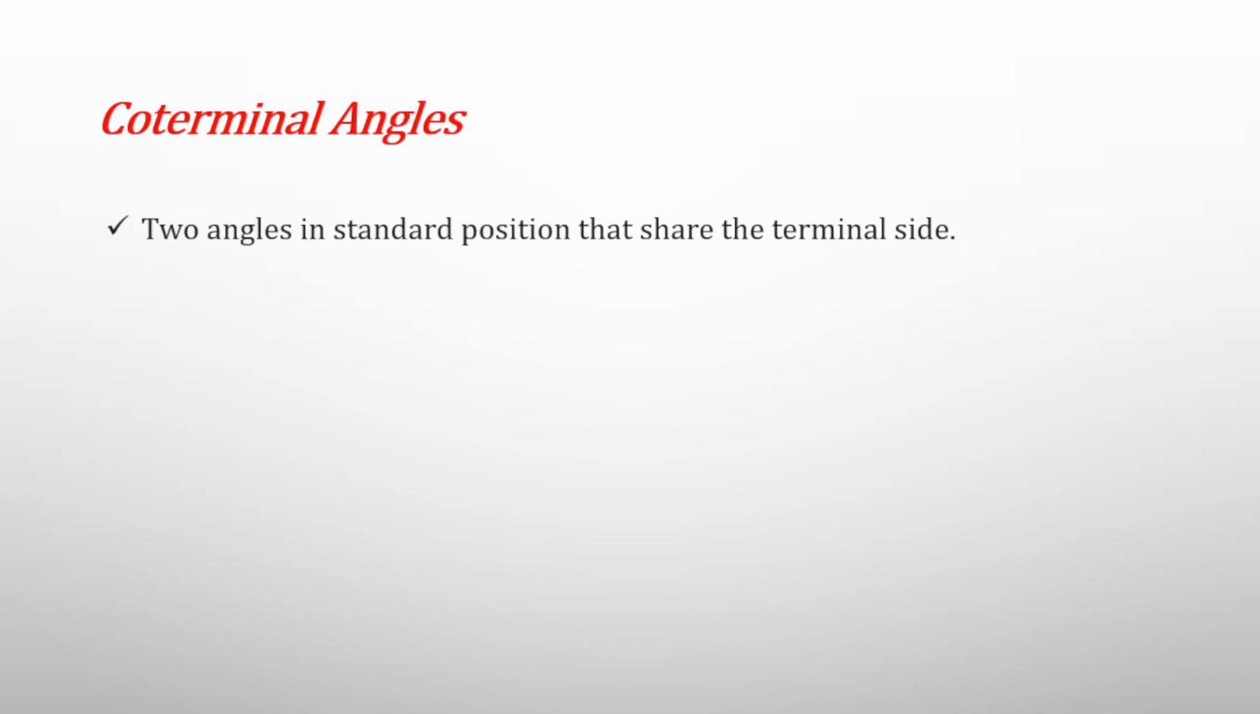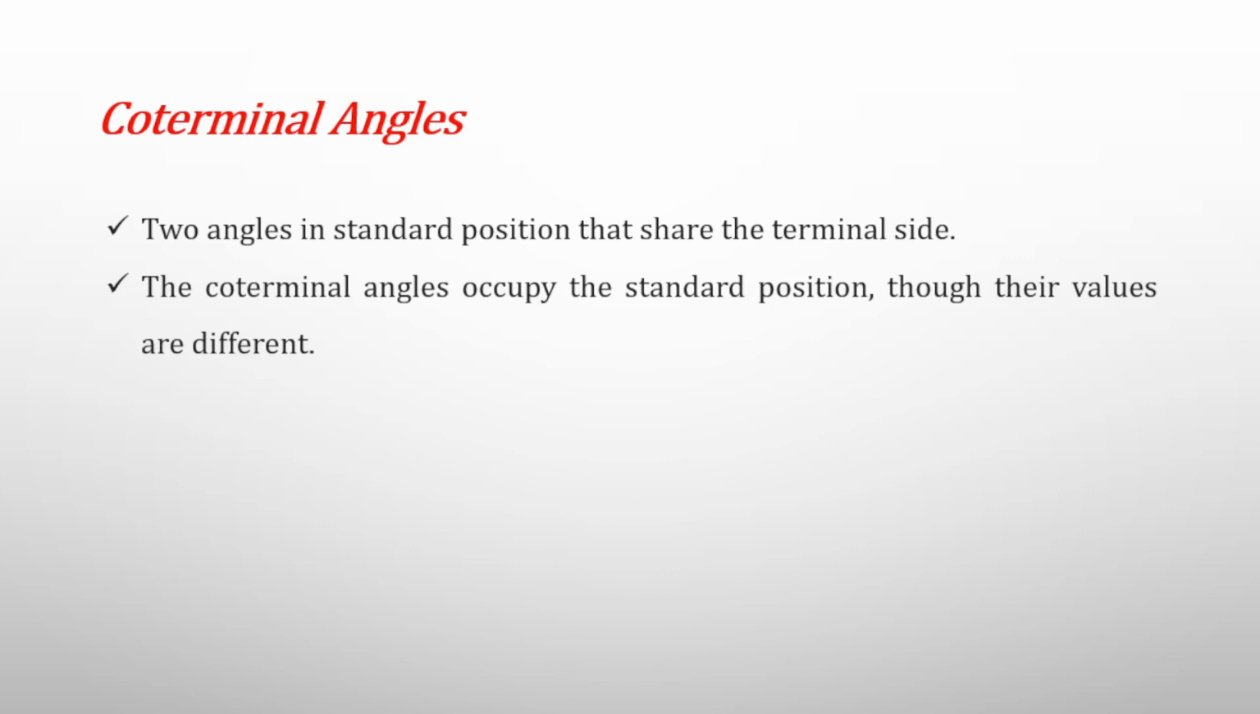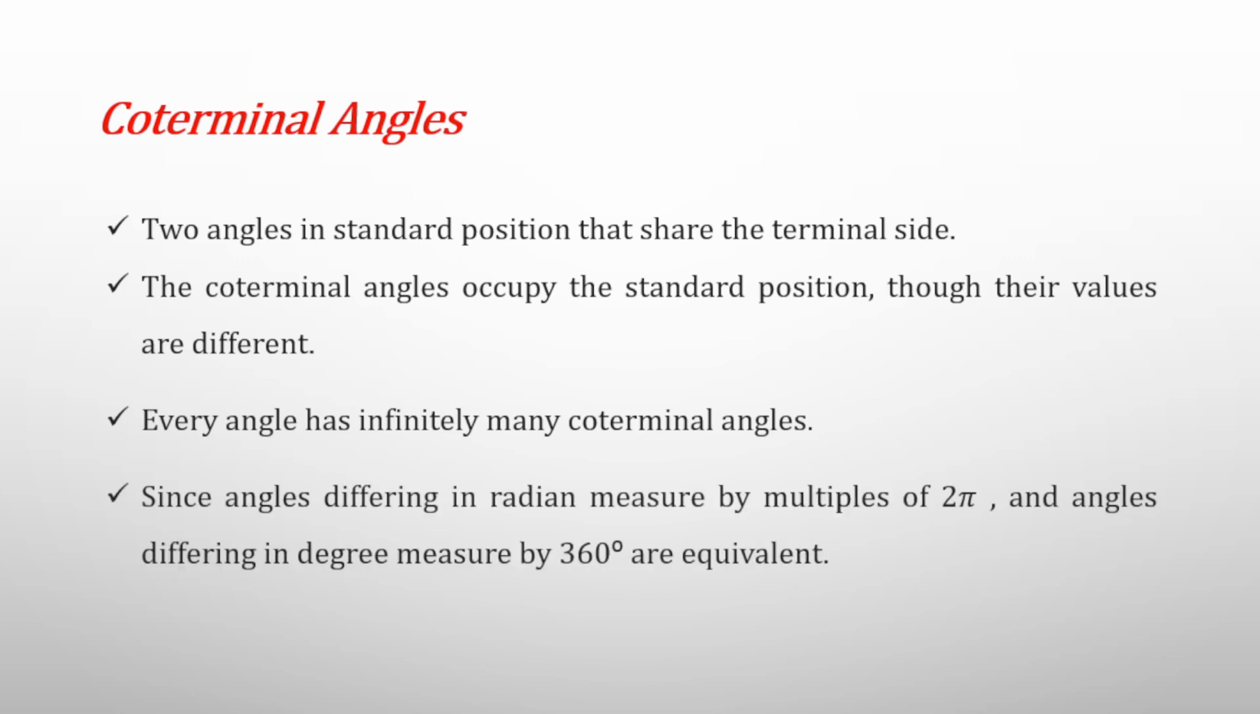As we define coterminal angles: two angles in standard position that share the terminal side. The coterminal angles occupy the standard position, though their values are different. Every angle has infinitely many coterminal angles, since angles differing in radian measure by multiples of 2 pi, and angles differing in degree measure by 360 degrees, are equivalent.